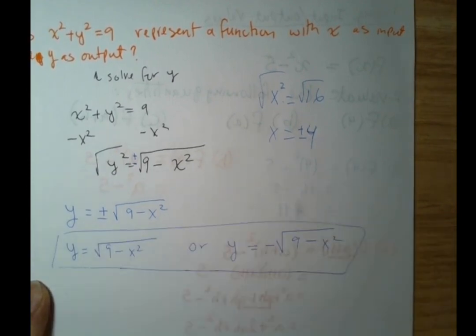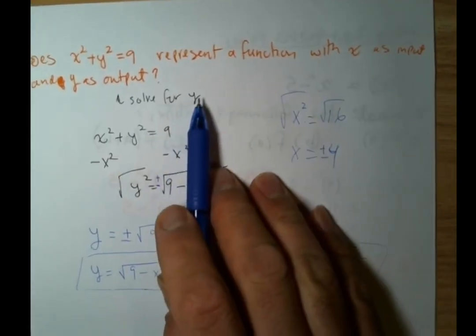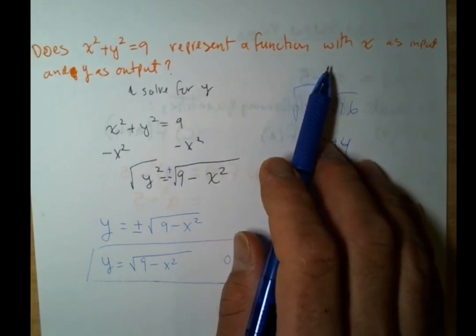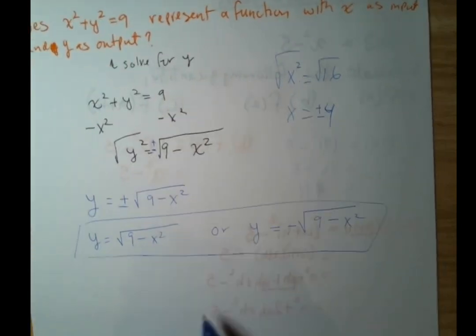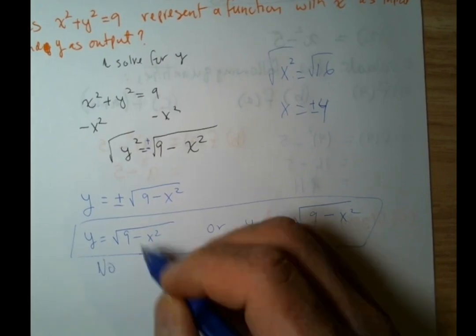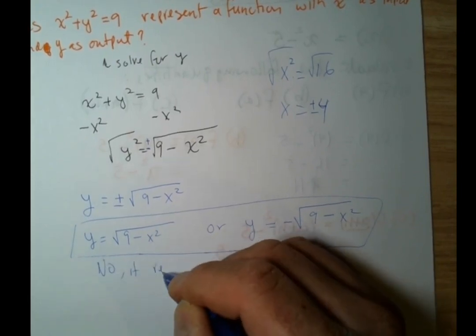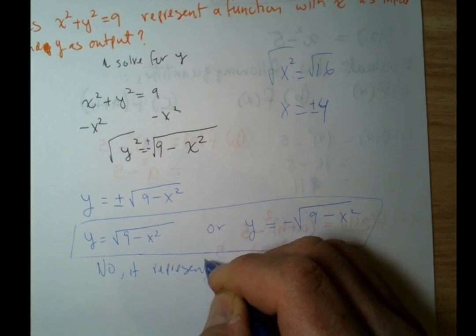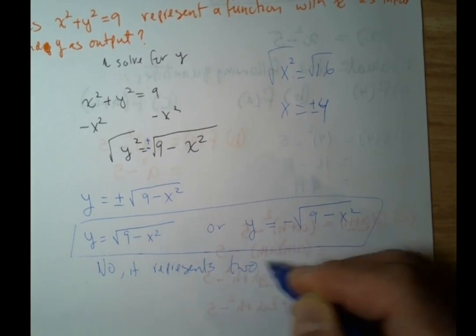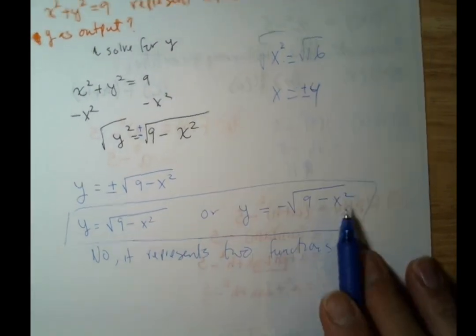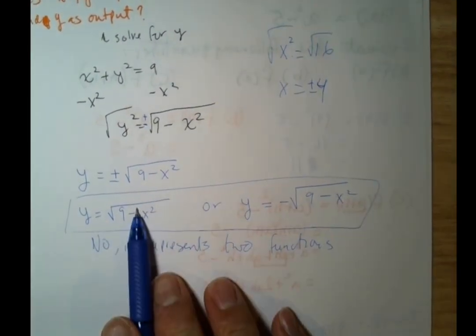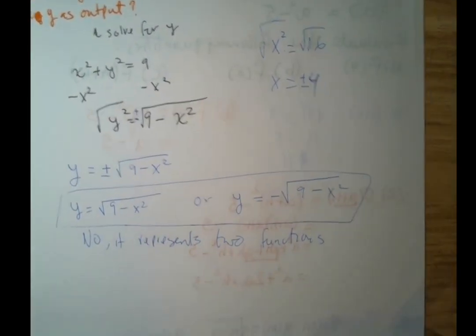So now going back to our original question, does this represent a function with x as input and y as output? The answer is no. It represents two functions, this being one function and then the negative part being the other function.